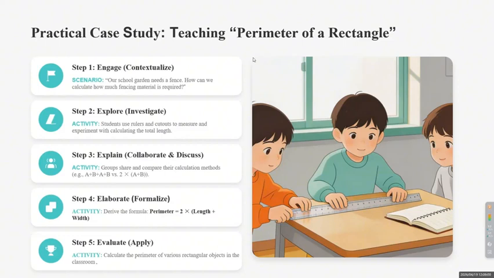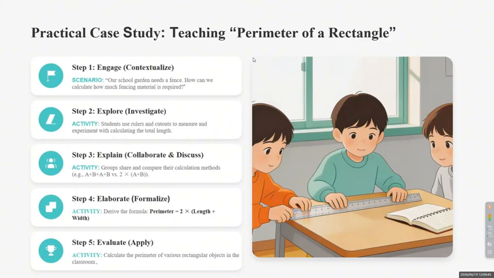In step 4, elaborate. The teacher guides the class to synthesize their findings. Together, they move from their individual strategies to collectively derive the formula: perimeter is equal to 2 multiplied by length plus width. Notice that the students are constructing the formula themselves, not just being told it.